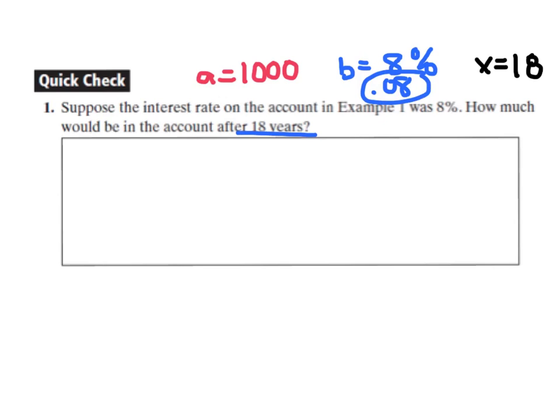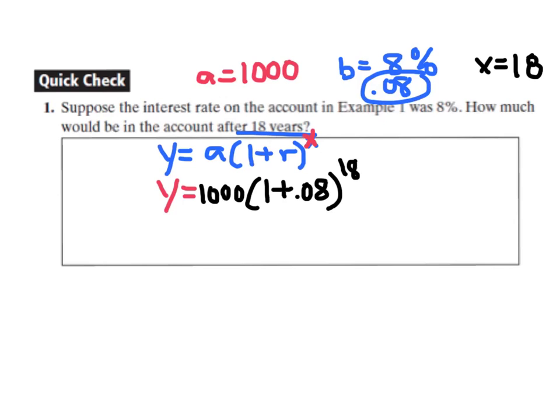So let me go ahead and plug it into my formula. And I get y equals 1,000 times 1 plus 0.08 raised to the 18th power. Like I said, put that in our calculator and see what we get. And our answer is that we would have $3,996.02 after 18 years with an interest rate of 8% instead of what it was in the previous problem.